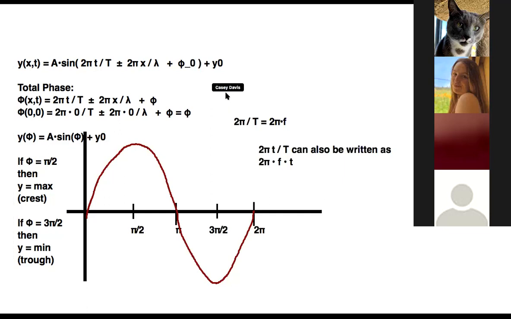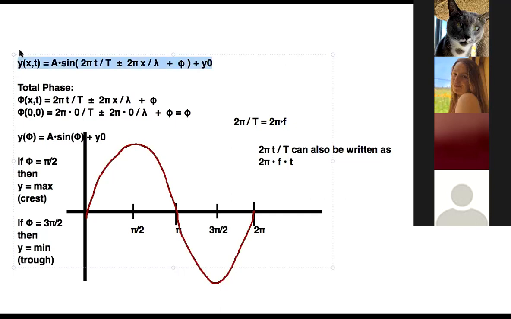But it's usually not very easy to see the phase shift value, the phi 0 value from the graph. It's usually easier to calculate that algebraically after you've figured out everything else. Any other questions on the equation so far? All right, let's try out an example then.